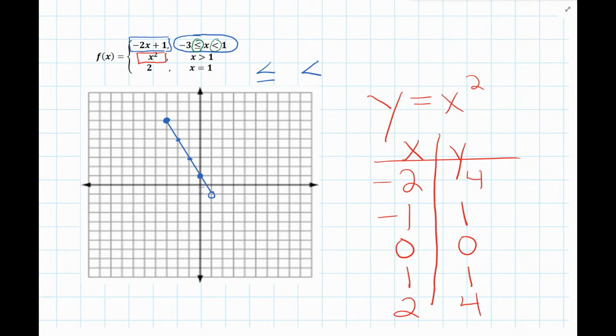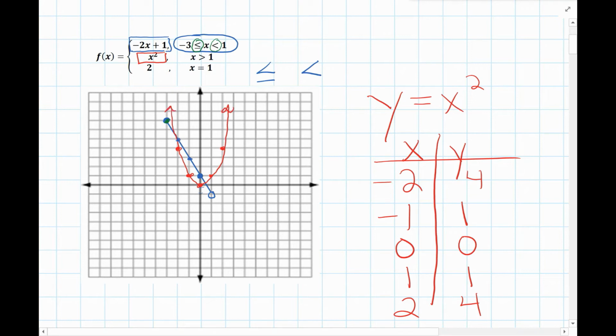So let me plot these points. I have -2, +4: -2, 1, 2, 3, 4 will be right here. Then I have -1, 1 would be right here. Then I have 0, 0 would be right here. Then I have 1, 1 would be right here. And then I have 2, 4 would be right here. And so if I connect all these dots, it's going to make a parabola, right? Look.